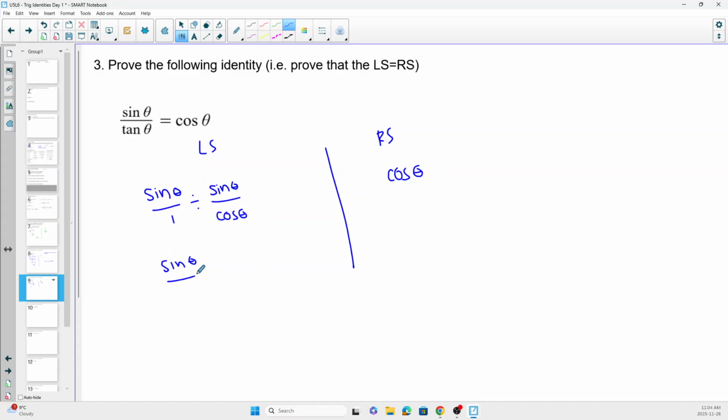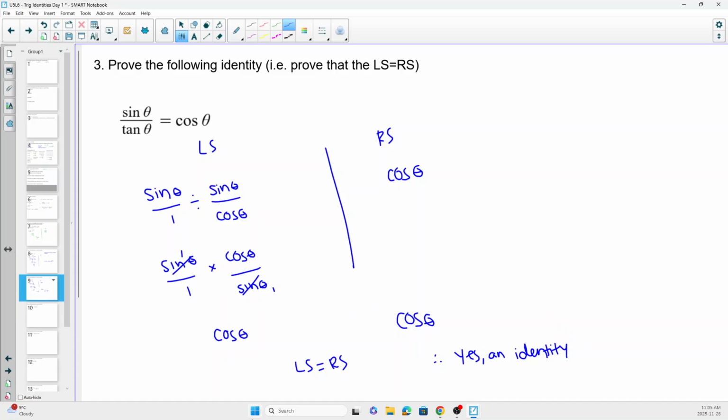So sine theta over 1 times cos theta over sine. We keep the first fraction, change it to multiplication, flip the second fraction, times sine theta. And again, we have that cross-canceling that can happen. That cancels out with that. And we're just left with 1 times cos theta over 1 times 1, which is just cos theta. And on the right, we have cos theta. So we could say, therefore, left side equals right side. Therefore, yes, this is an identity.